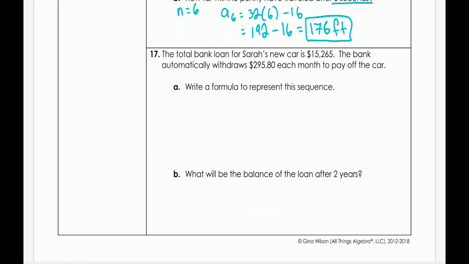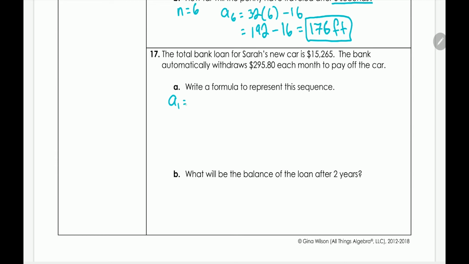It says the total bank loan for Sarah's new car is $15,265. The bank automatically withdraws $295.80 each month to pay off the car. So, we have to first determine the sequence, but we don't have to determine the sequence in this one. We just have to figure out what the things are. So what would be the first term?